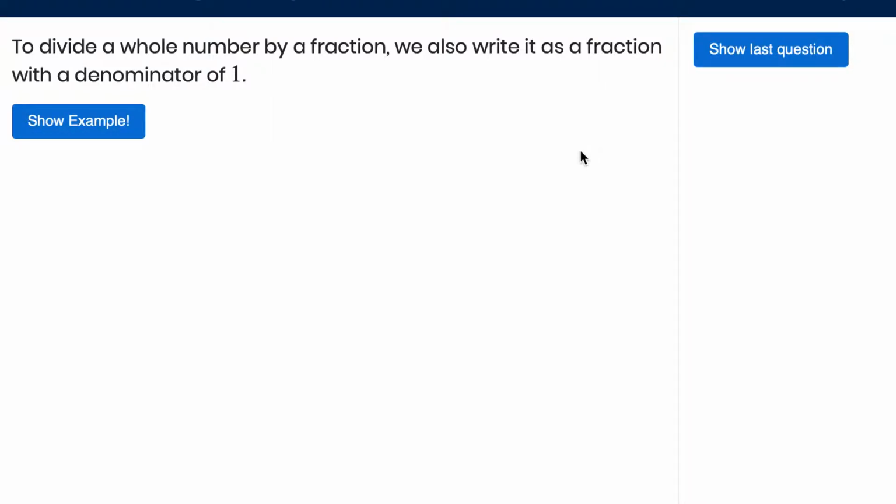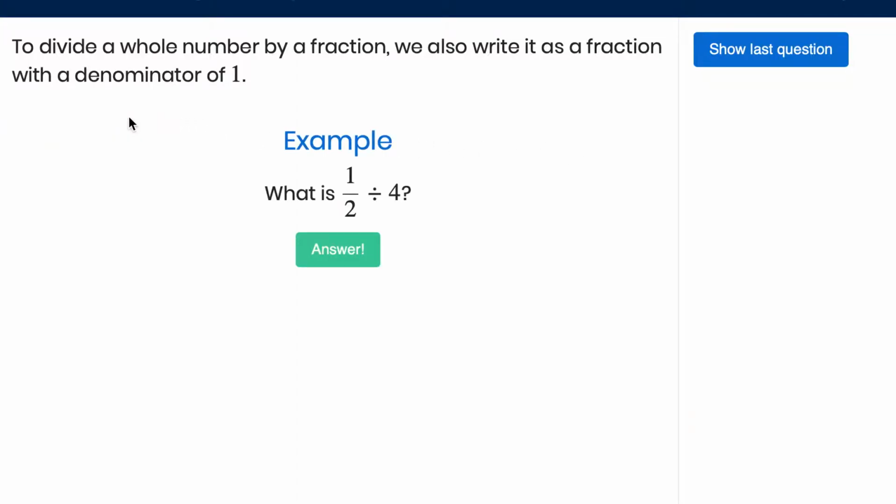Okay, so dividing a fraction by a whole number is a lot like dividing two fractions. And this is because we can write whole numbers as fractions with denominators of 1. So let's see an example. What is 1/2 divided by 4? So let's see the method.